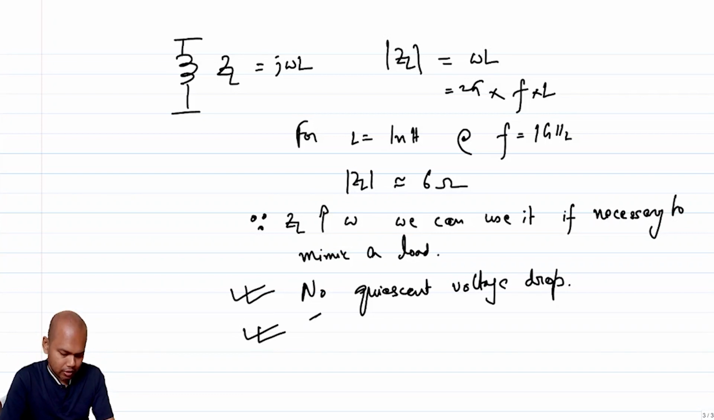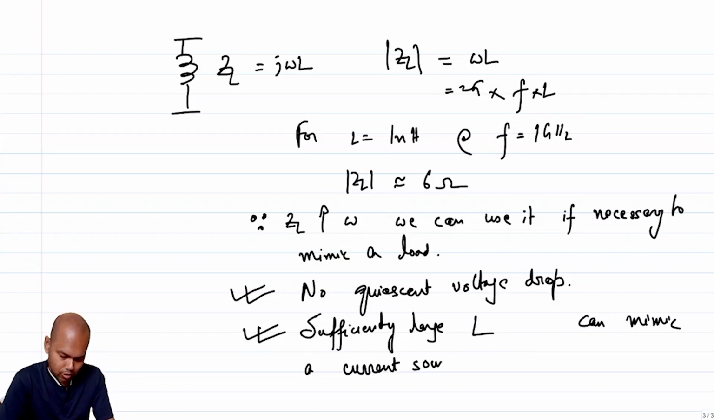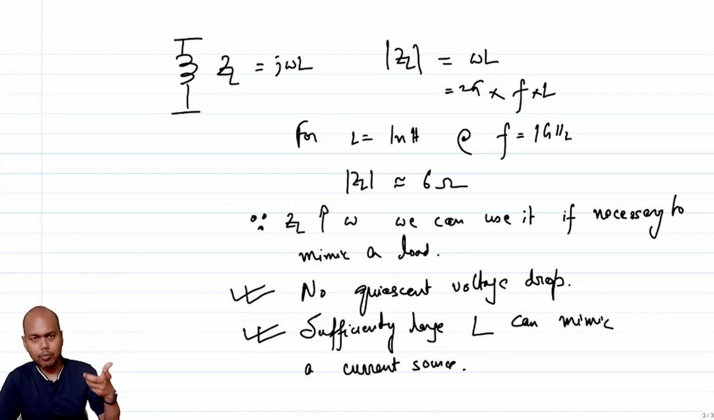Another big positive is that a sufficiently large value of L can mimic, or I should simply say a sufficiently large L can mimic a current source. Why? Why can we say that? It's because, what is the property of a current source? Number one, you should not be able to change the current, and number two, the impedance across the current source should be infinite.